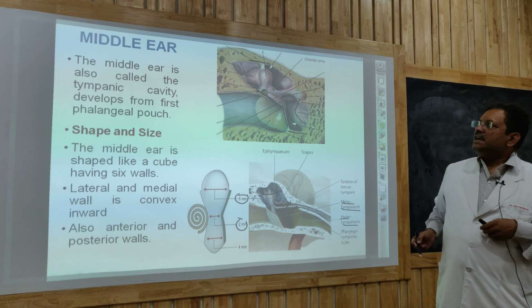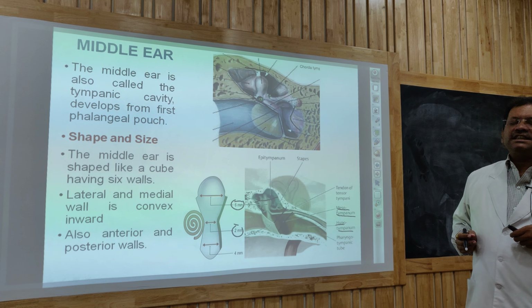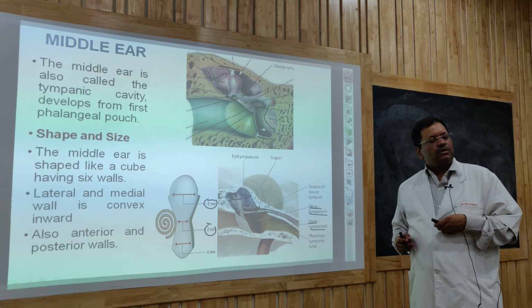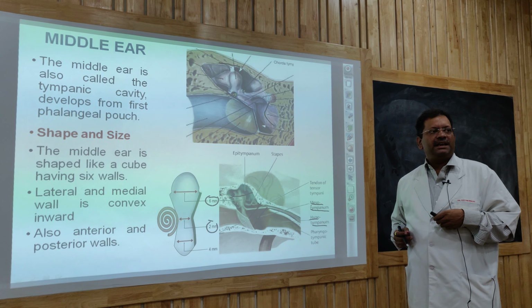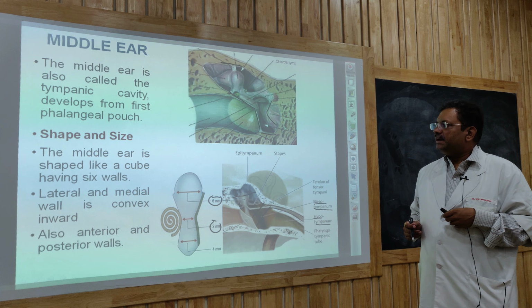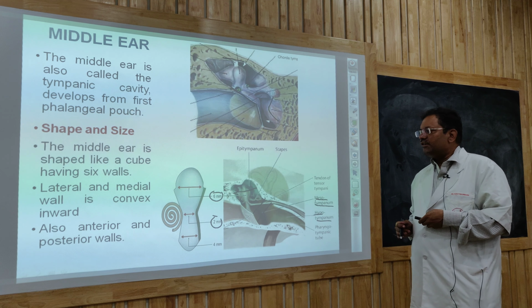So can you write it? The middle ear cavity is also called the tympanic cavity, and as we know, it develops from the tubo-tympanic recess. And the shape and the size, that is what we have seen, and we move to the next slide.